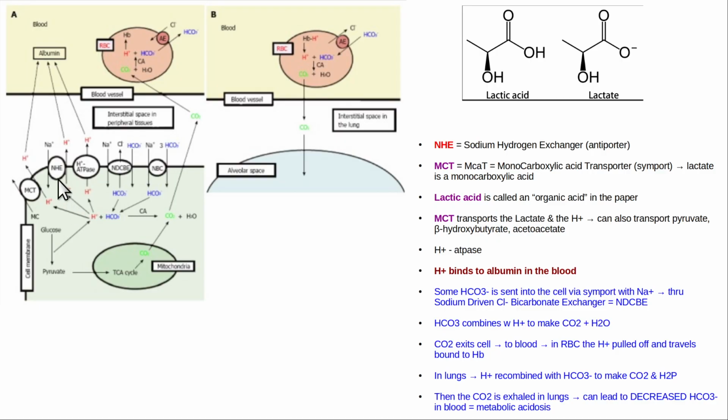So some of the H+ goes to here, the NHE, the sodium hydrogen exchanger, and that'll pump H+ into the interstitial space. Okay. There's also just a pure ATP-driven H+ pump. That'll pump some out. And there's the MCT, the monocarboxylate transporter. I call it the MCAT, even though it's most commonly called the MCT. All right, and that simultaneously will pump out lactate and the H+. Okay, and that will also pump out ketone bodies. All right, so anyways, all this H+ from the interstitial space will go to the blood. It can bind to albumin, for example.